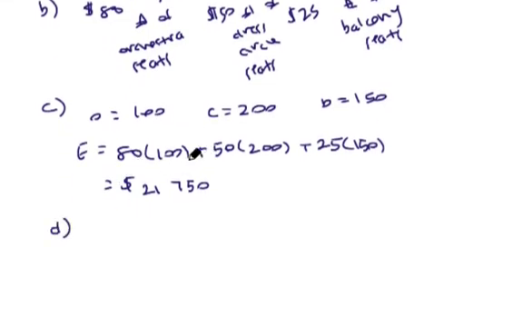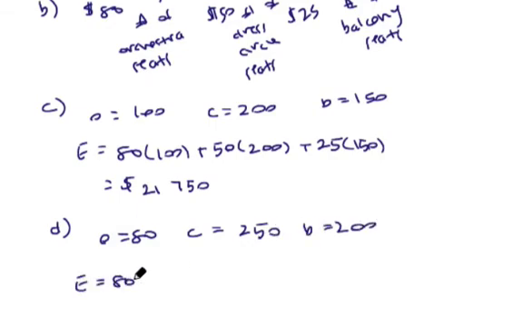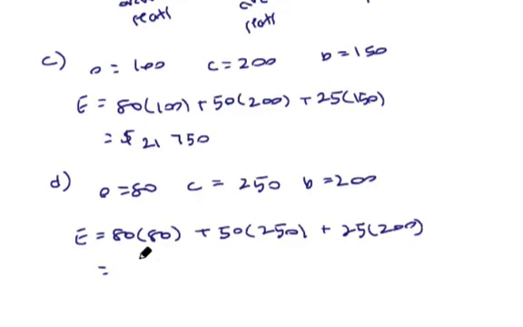Okay, in part D, we want to know how much the theater will earn if they sell 80 orchestra seats. So O here is 80. The number of circle seats is 250, and then 200 balcony seats. So again, let's do the same thing. 80 times the 80 seats that they sold, 50 times the 250 seats that they sold, and 25 times the 200 balcony seats. And we get a total earning of $23,900.